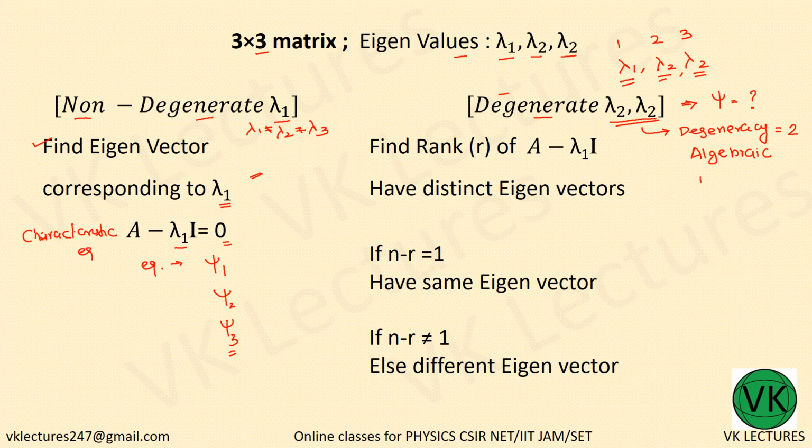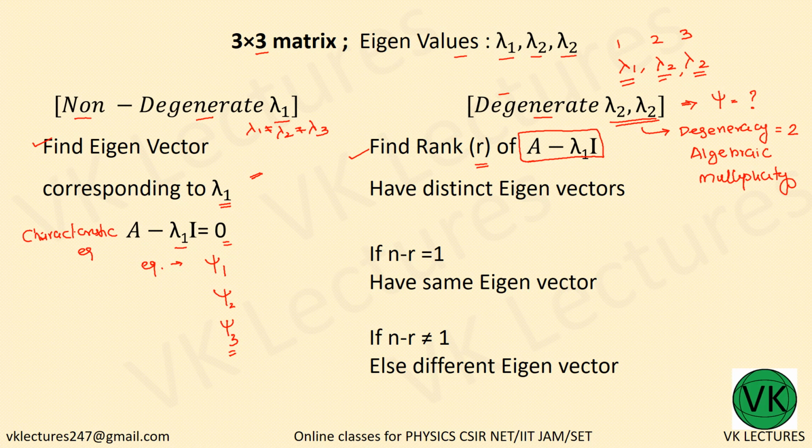Algebraic multiplicity. Now to find the rank, that means once you have the degenerate eigenvalue, your first step is to find the rank of the matrix A minus lambda I. This is one matrix. Together you have to find the rank.